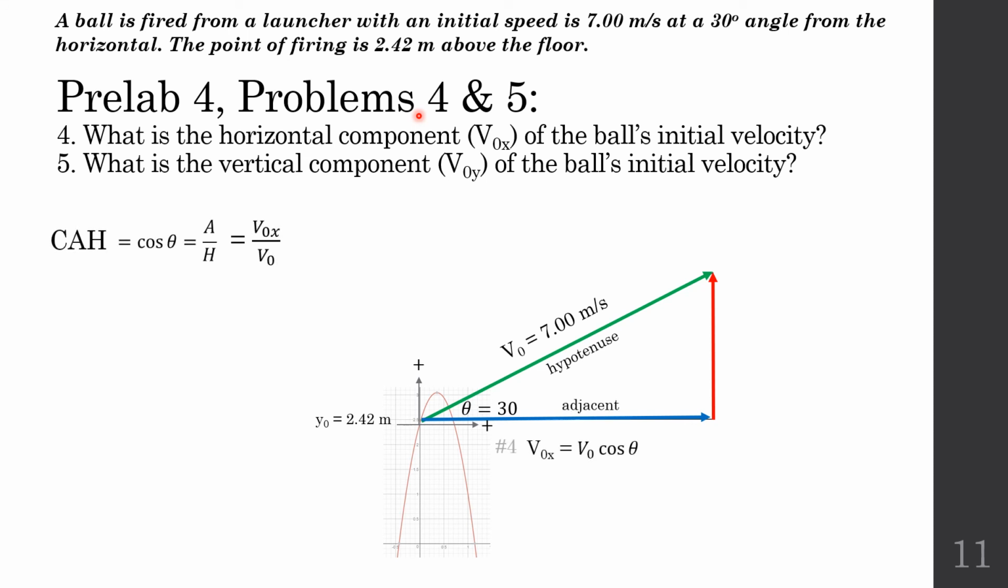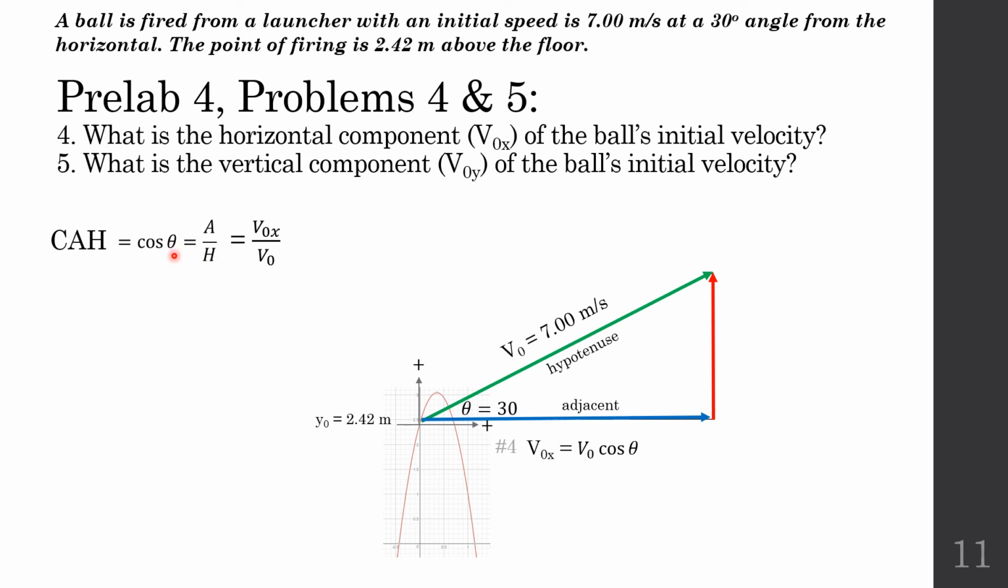In the x direction, so that's number 4, we have CAH, the second part of SOHCAHTOA. So we have cosine is equal to our adjacent side over our hypotenuse. We already talked about this when we were going through the lecture portion.